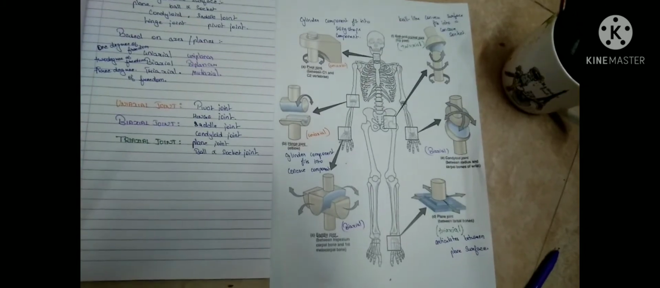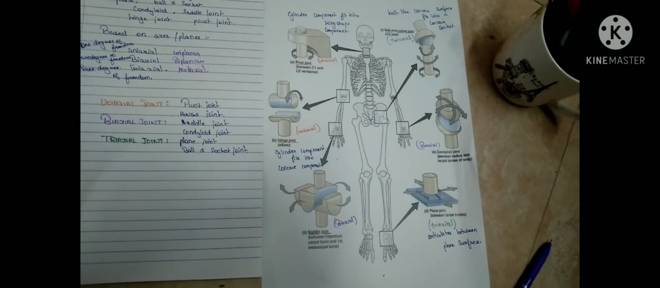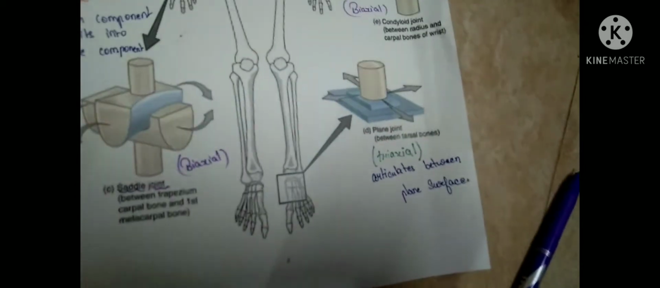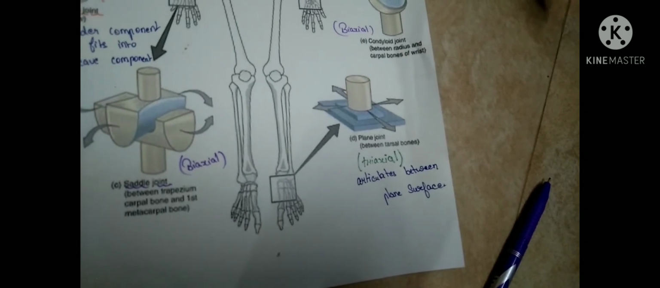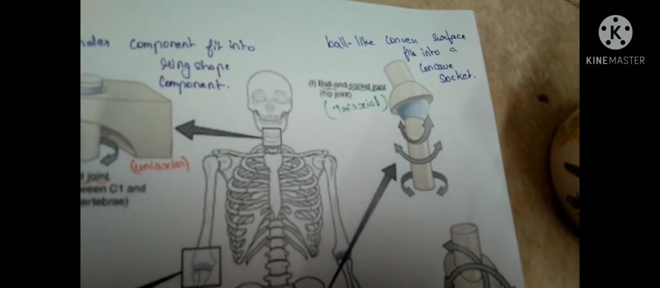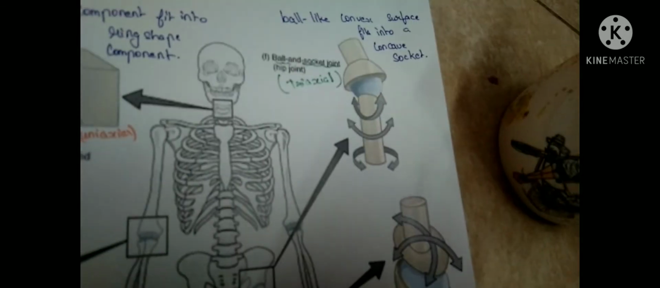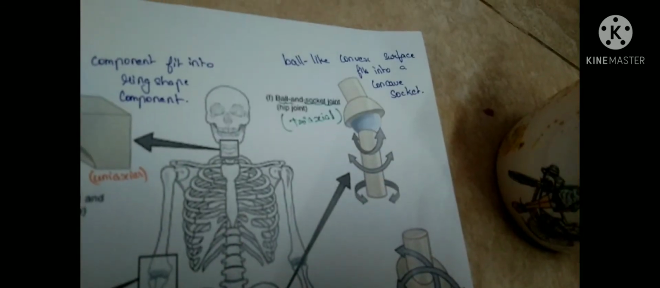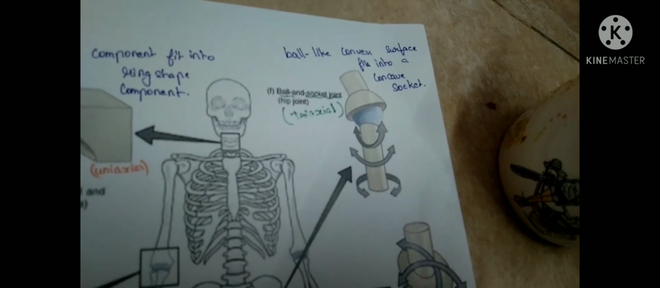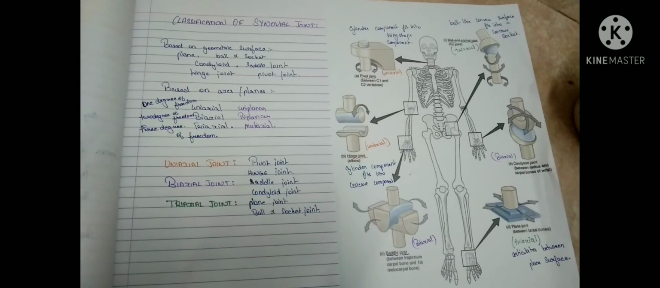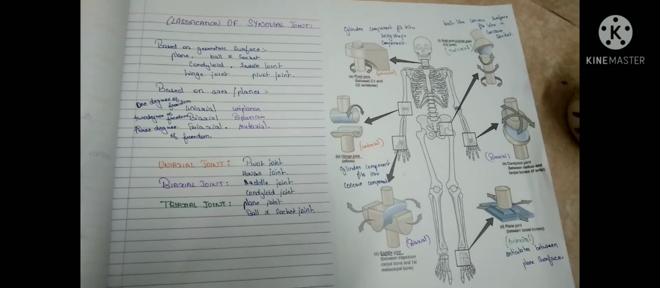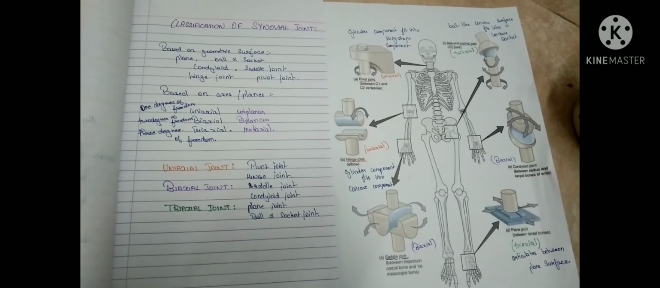In triaxial we have the plane joint and the ball and socket joint. The plane joint articulates between relatively plane surfaces. Both articulating surfaces are plane. In the ball and socket joint, a ball-like convex surface fits into a concave socket, for example the hip joint. So we have completed the classification of the synovial joint in detail.